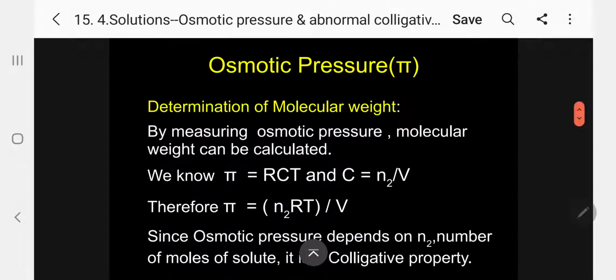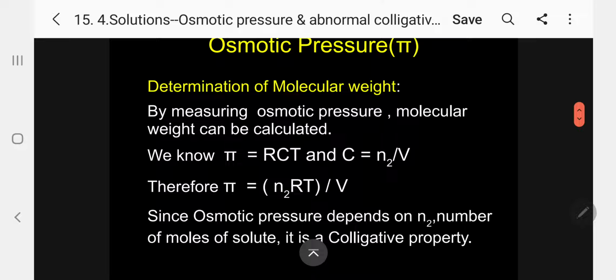Okay, let me come to the determination of molecular weight from osmotic pressure. So, by combining these two laws, kindly follow, the molecular weight we can calculate as follows. We know pi equals RCT.